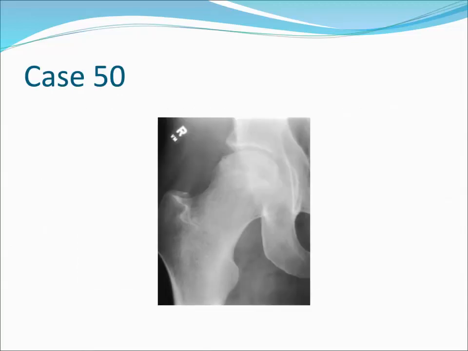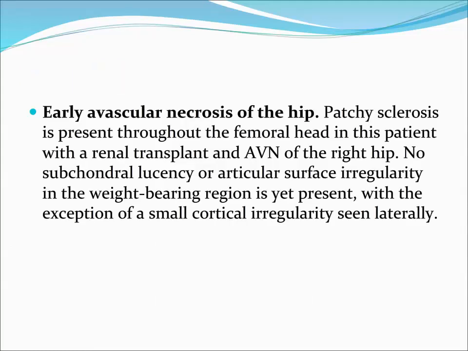Early avascular necrosis of the hip. Patchy sclerosis is present throughout the femoral head in this patient with a renal transplant and AVN of the right hip. No subchondral lucency or articular surface irregularity in the weight-bearing region is yet present, with the exception of a small cortical irregularity seen laterally.